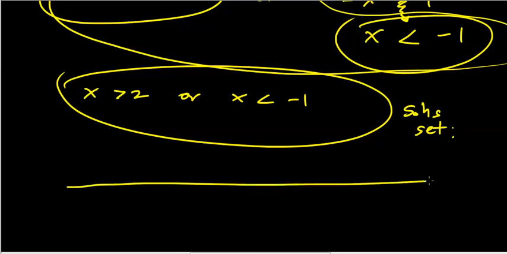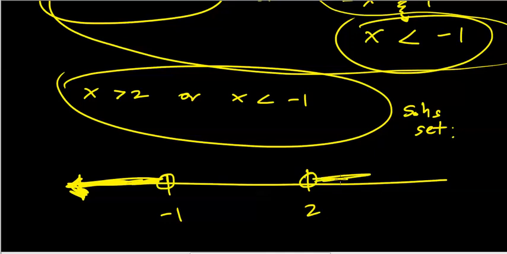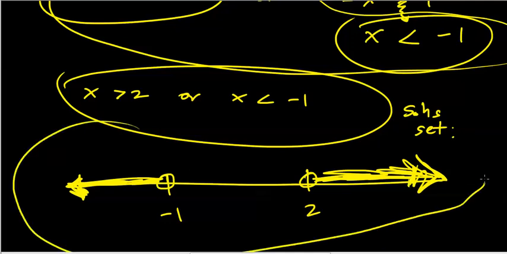I can graph it. Well, less than minus 1. I'll indicate minus 1 with an open circle and shade in all numbers less than. Left of means less than. And positive 2, open circle there, and everything to the right of. Okay? So there is the graph of my solution set.